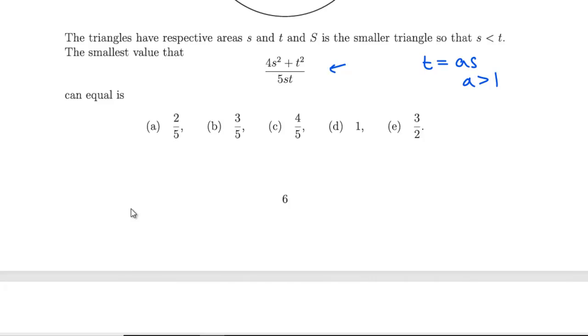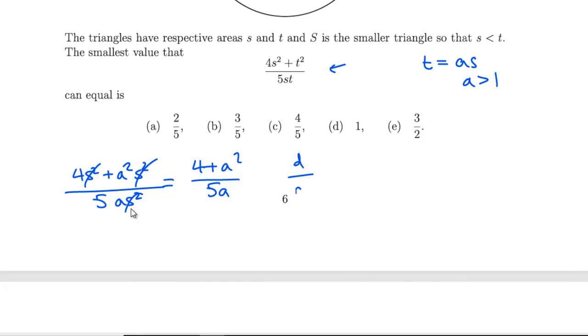So we got that. Well, let's dump all that in here then and see what we end up getting. So we're going to get 4s squared plus a squared s squared over 5as squared. So all those s squareds are cancelling. So we've now got 4 plus a squared over 5a. And we want to get the smallest value of this, so we want to differentiate this. So let's do d by dA. As a is changing, that's changing the relative areas of T and S. But we've got this constraint on what a can be.